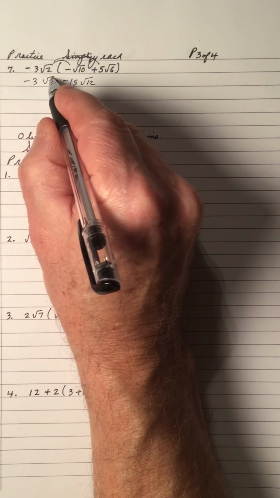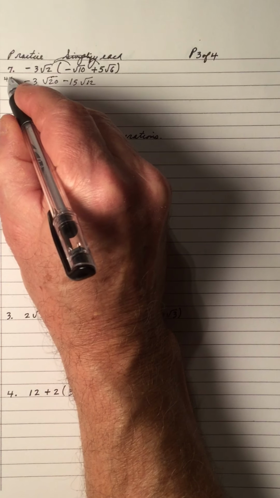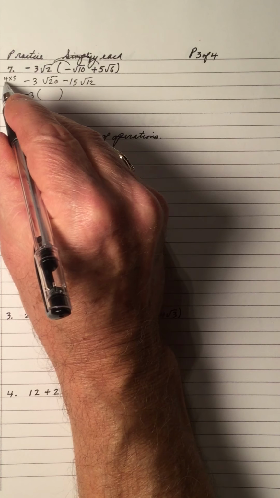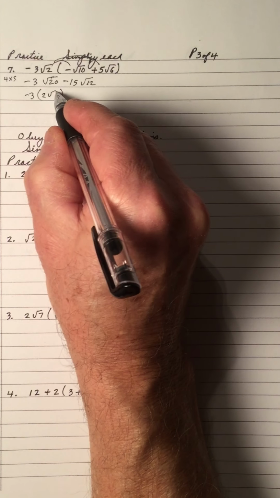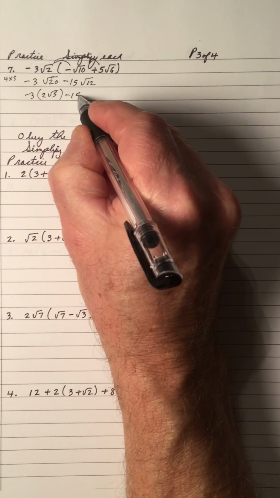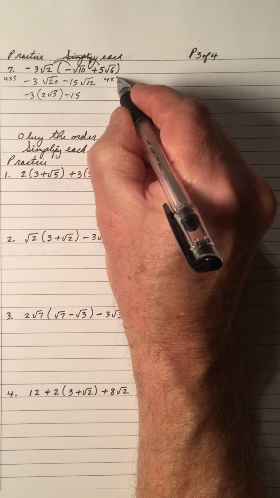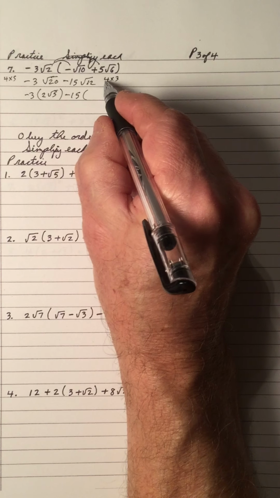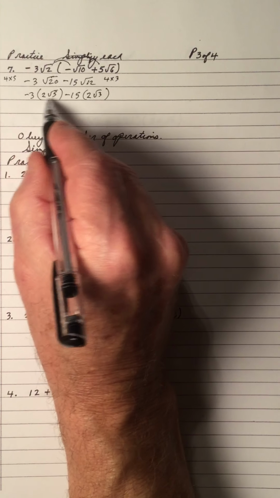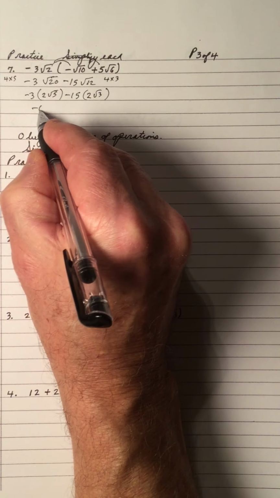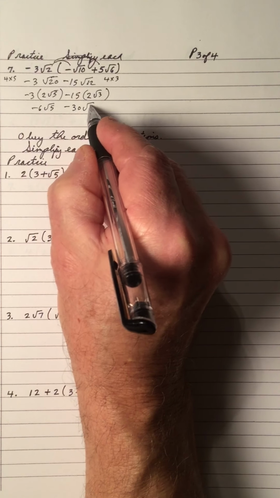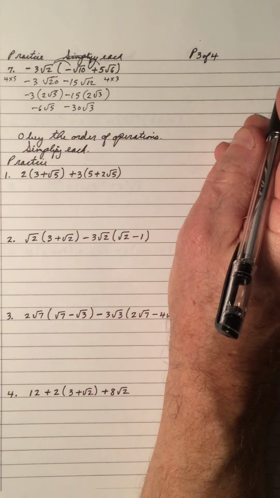And root 20 has a 4 times a 5. So that's a negative 3. Root 20 becomes 2 root 5. Square root of 4 is 2. 5 stays in. And 12 has a 4 times 3. So the root of 12, square root of 4 is 2 root 3. And now we multiply. We get a negative 6 root 5 and a negative 30 root 3. And we can't add these because they're not like radicals.